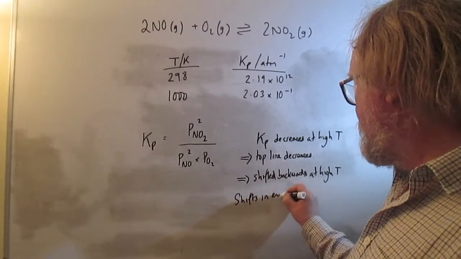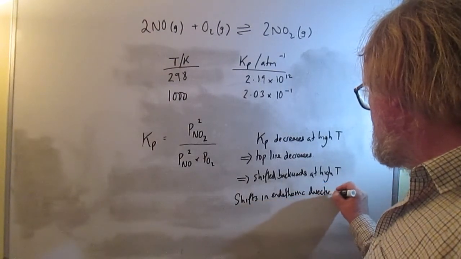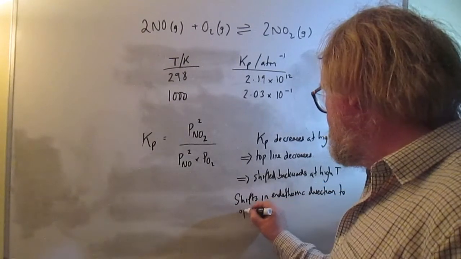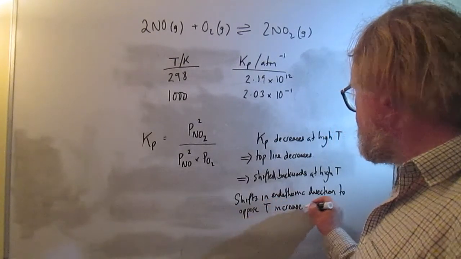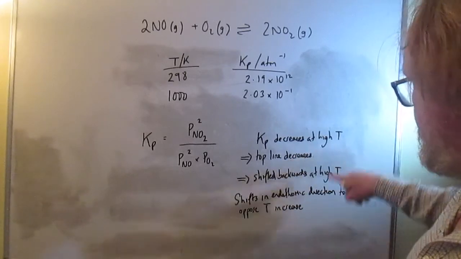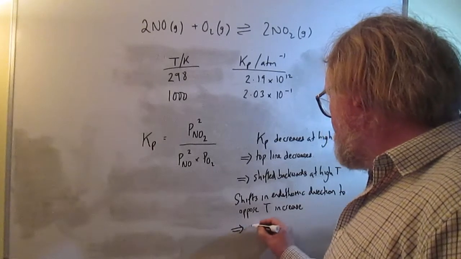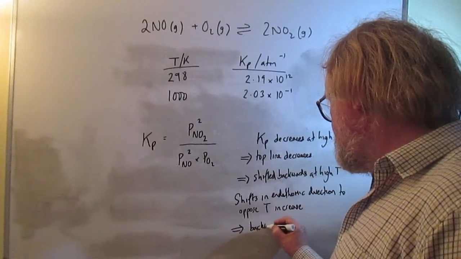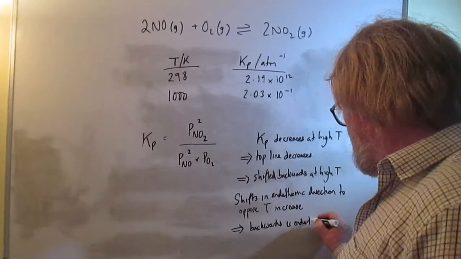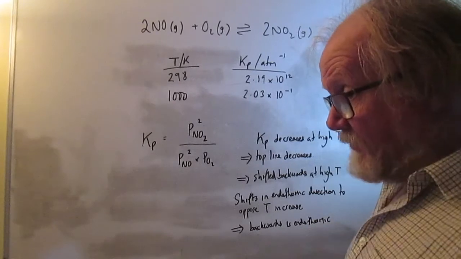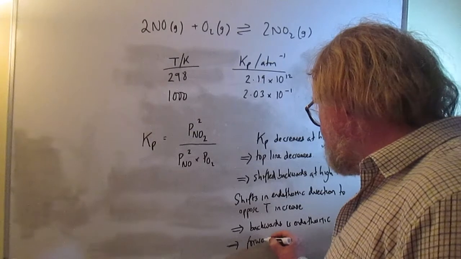So it shifts in the endothermic direction to oppose the temperature increase. So putting those two things together, it shifted in the endothermic direction, it shifted backwards, so fairly obviously backwards is endothermic. And therefore the forward reaction is exothermic. And that's the answer to the question.